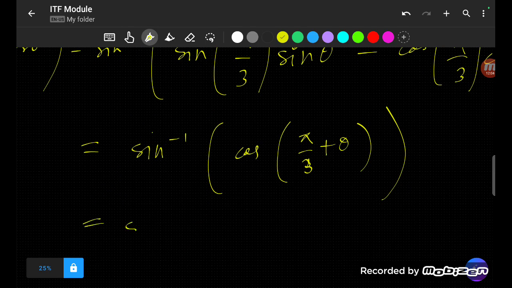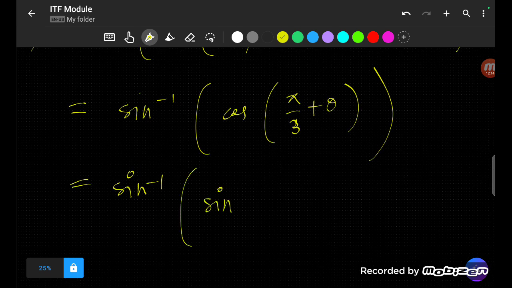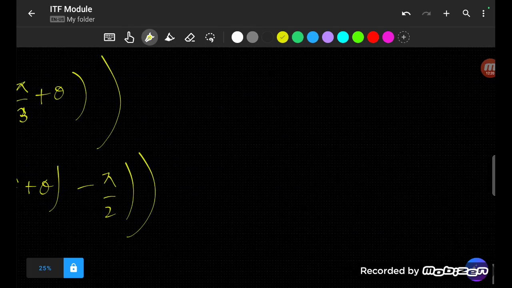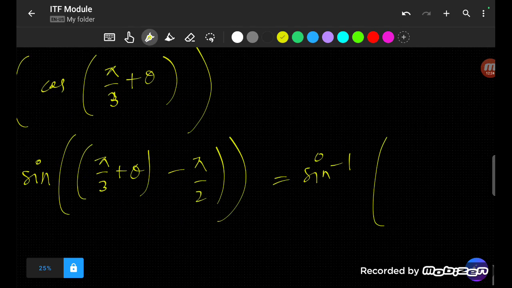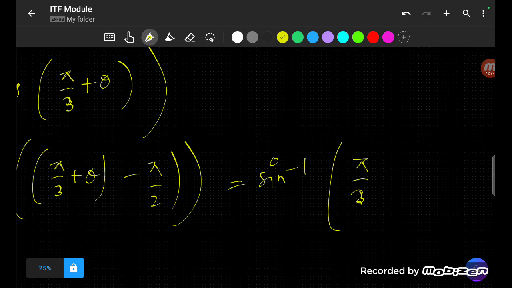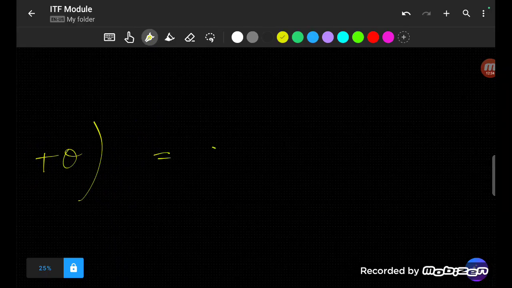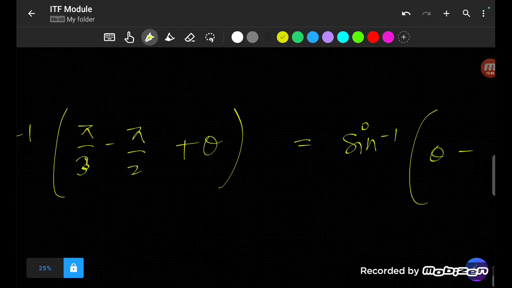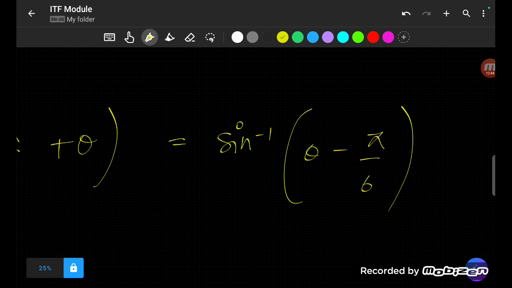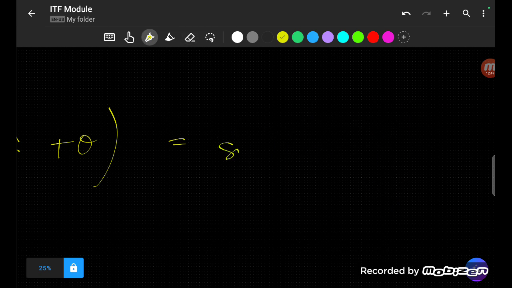ये हुआ. So since you use the property sin inverse, sin में कन्वर्ट करना है तो उसे ये पूरे एंगल को ये कर सकता है, sin pi by 3 plus theta minus pi by 2, है ना? आपकी मर्जी है. इक्वल्स टू sin इनवर्स हो जाएगा pi by 3 minus pi by 2 plus theta, जो कि आएगा sin इनवर्स theta minus pi by 6, जो कि इसको साइन में कन्वर्ट करने के बाद आएगा sin थीटा माइनस पाई बाई 6.